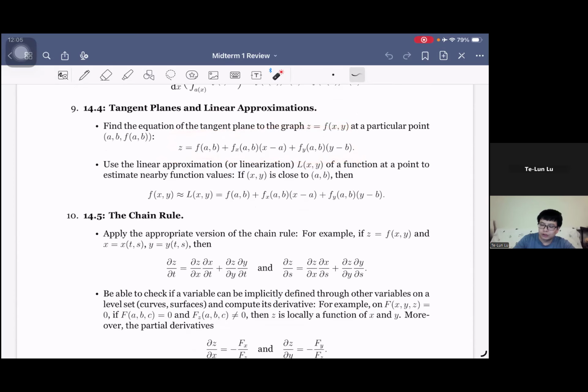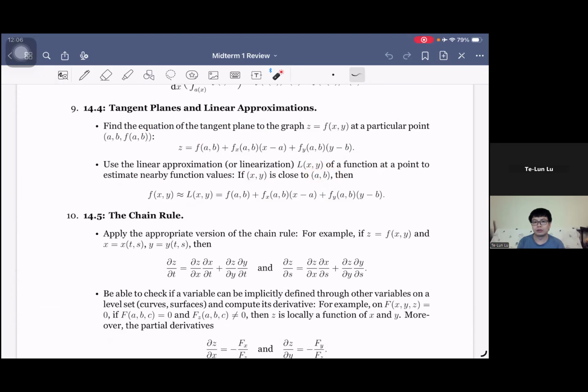The tangent plane for a particular function, z equals f of x, y, at the point (a, b, f(a, b)) will look like this. z will be f(a, b) plus the first derivative f_x(a, b) times (x minus a) plus f_y(a, b) times (y minus b). This will be the formula for a tangent plane to the surface at the point. And we also have the corresponding linear approximation, which is basically the tangent plane, saying that if (x, y) is close to (a, b), then we always have f(x, y) be close to L(x, y), which is simply defined as the tangent plane. So you can always approximate a particular value for arguments near (a, b) by this kind of formula.